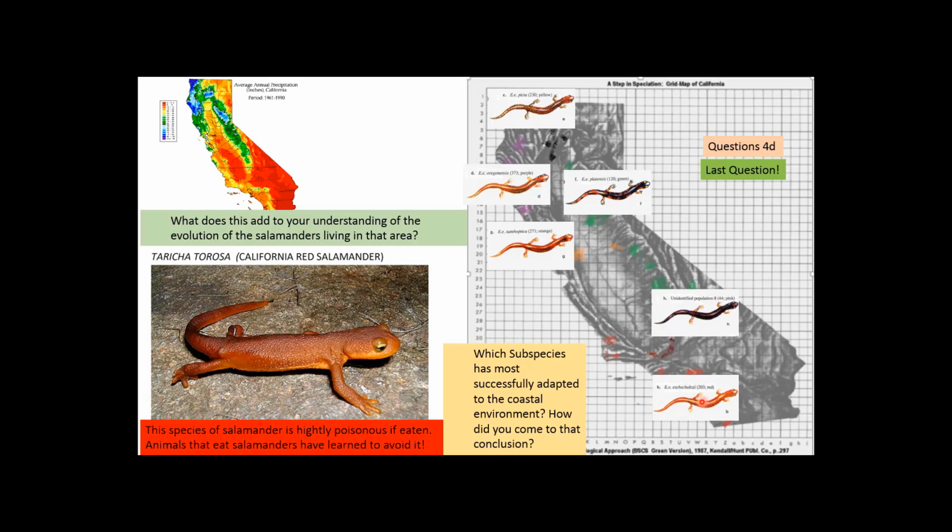Now, why do they adapt better? We have to look at their physical traits, all right? And their physical traits are based on the environment. Something was in the environment that was helping select for these traits.